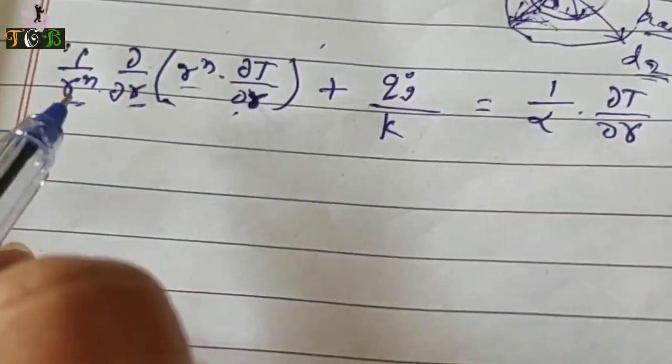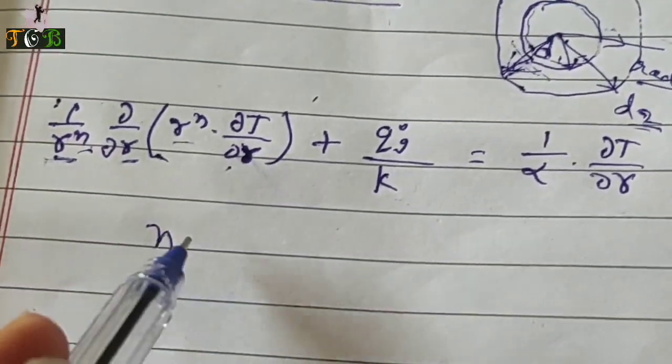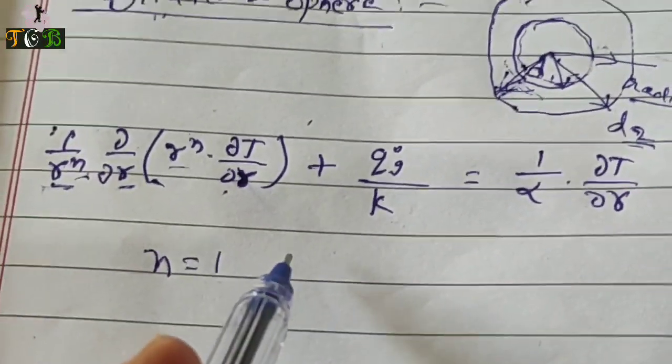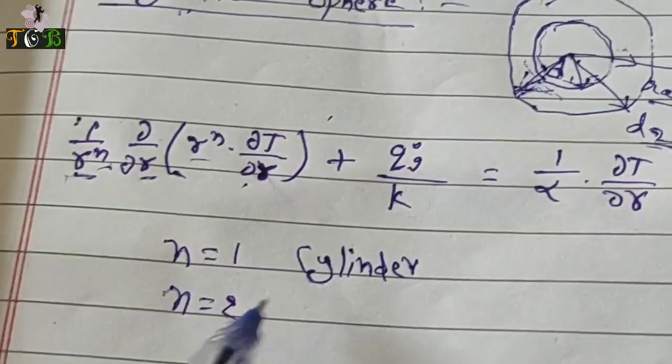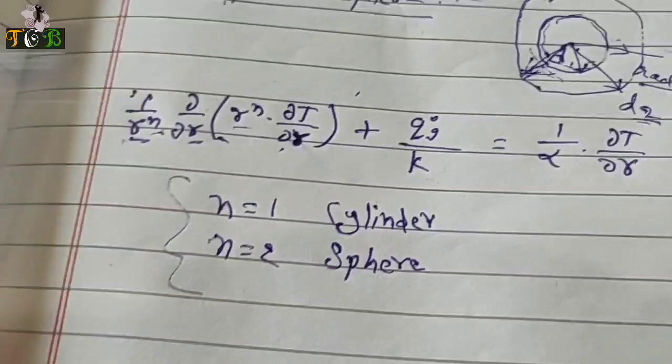Okay, so what is the value of n? It's very easy actually. n equal to 1 for cylinder and n equal to 2 for sphere. Okay, so that's what we're gonna do.